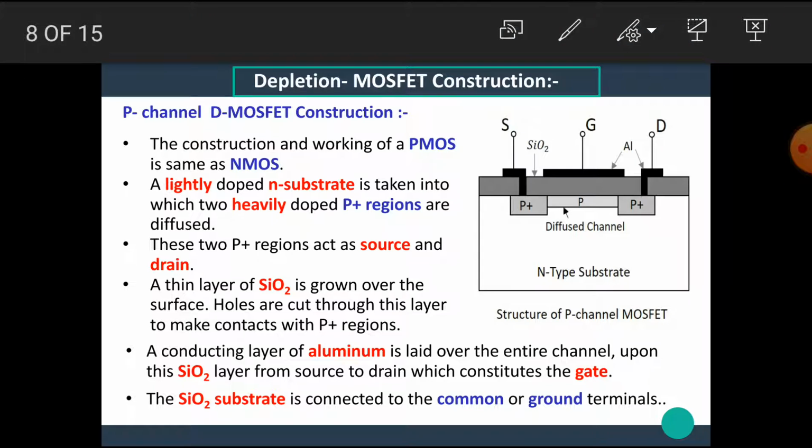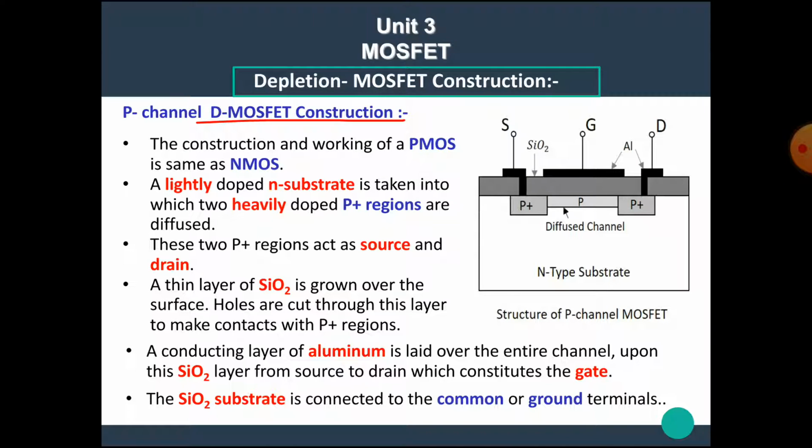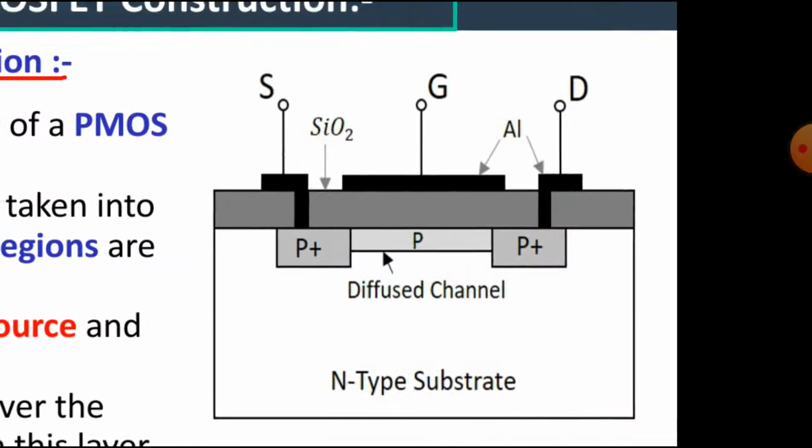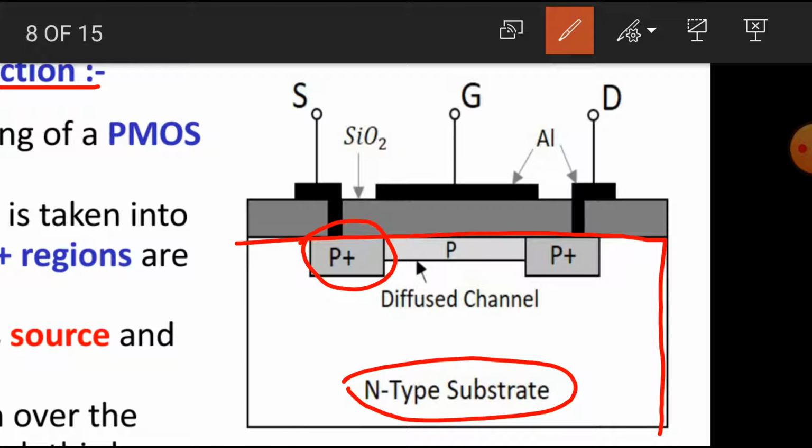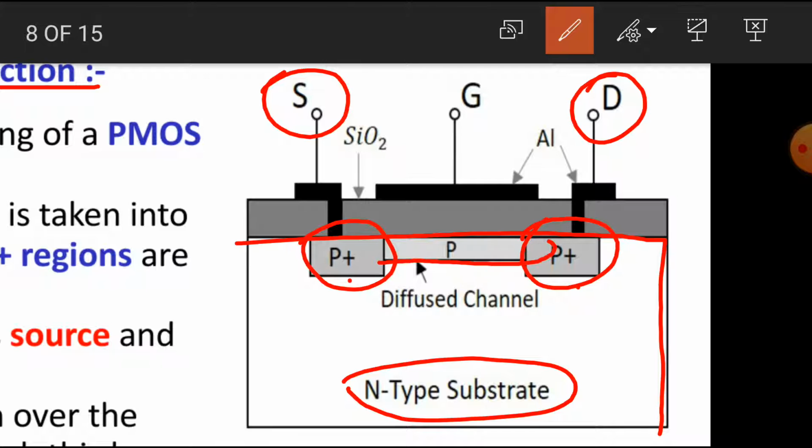Now let's see the construction of P channel D MOSFET. The construction of P channel D MOSFET is also similar. Here an N-type lightly doped substrate is taken, on which two heavily doped P-type materials are diffused. These two heavily doped P-type materials form the drain and source terminals. These terminals are connected with the physical channel which is diffused by a P-type material.